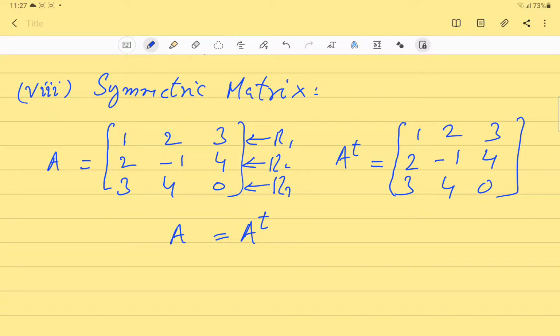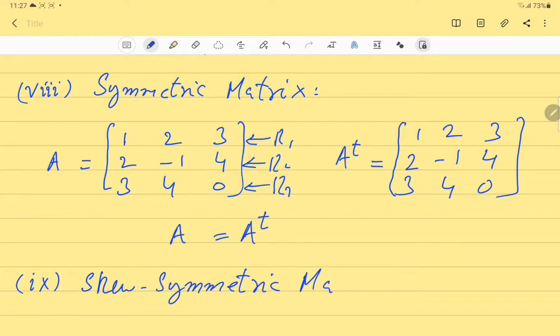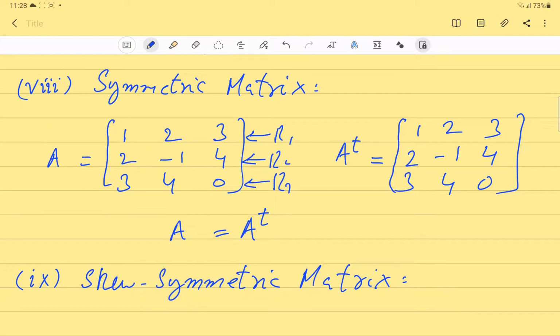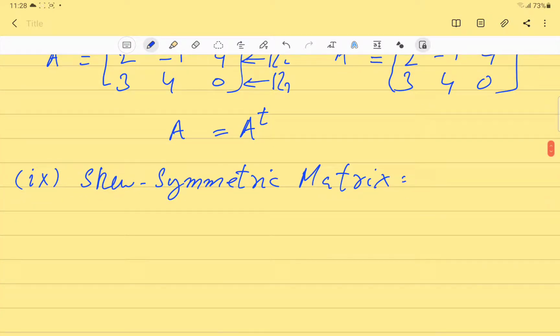Okay, now we move on to our ninth type. Ninth type is skew-symmetric matrix. Now, what is a skew-symmetric matrix? A square matrix A is said to be skew-symmetric if A transpose is equal to -A. So a matrix is skew-symmetric if A transpose is equal to -A.